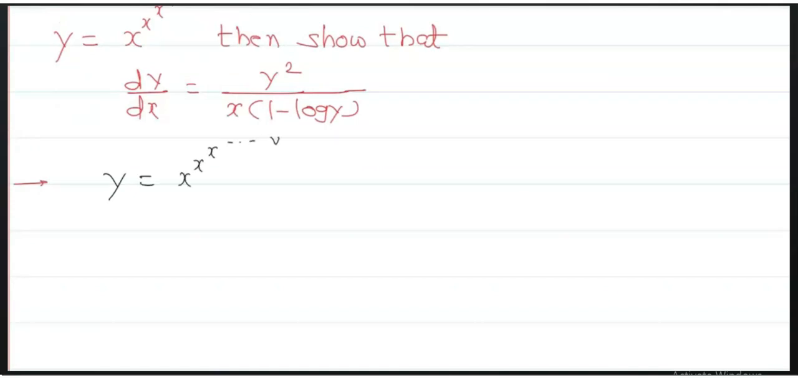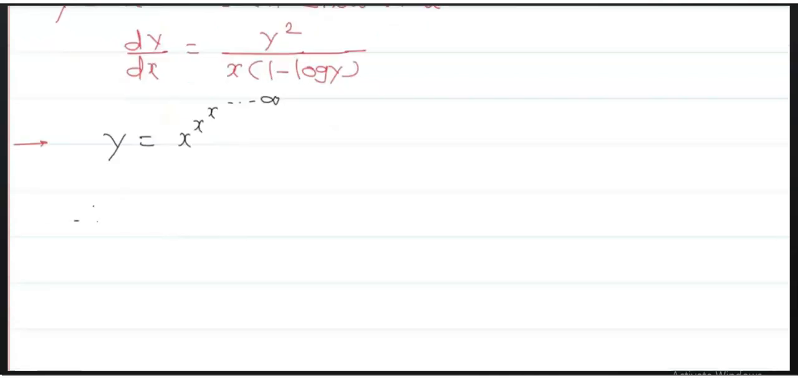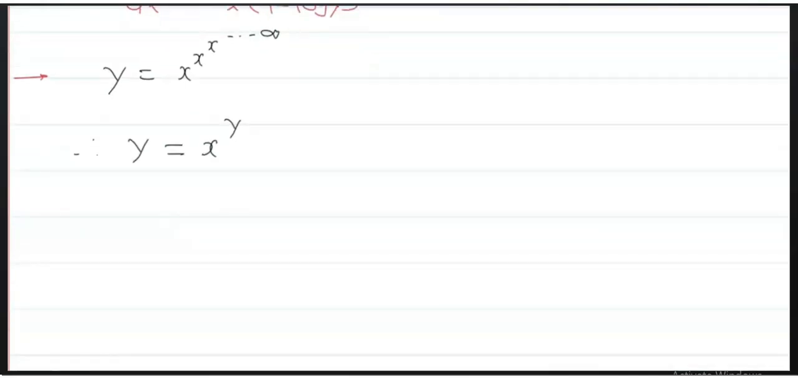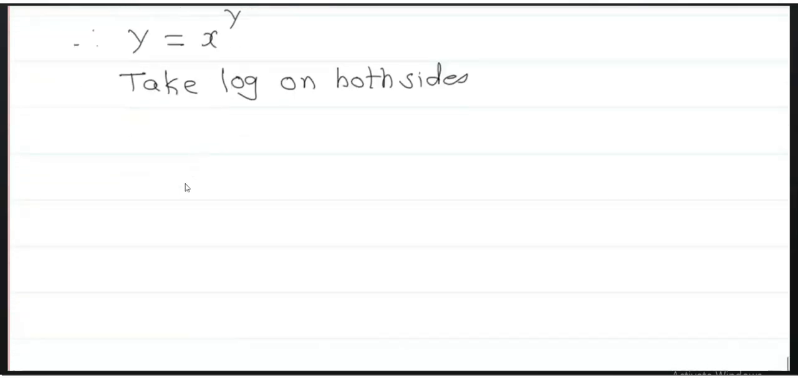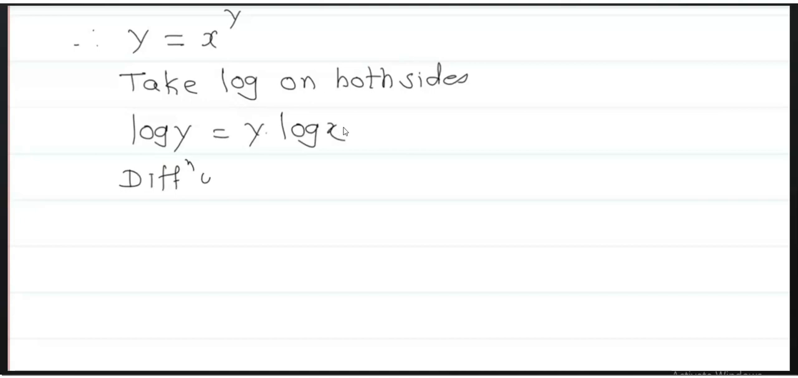Therefore y is equal to x raised to x up to infinity. Take log on both sides. That is, y is equal to x raised to y, because all the terms are repeated here. Take log on both sides. Log of y is equal to y into log x.